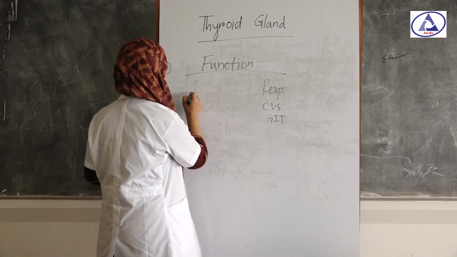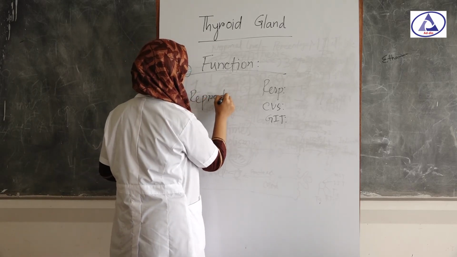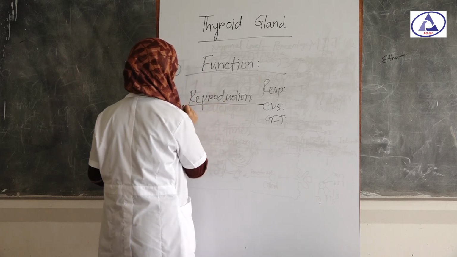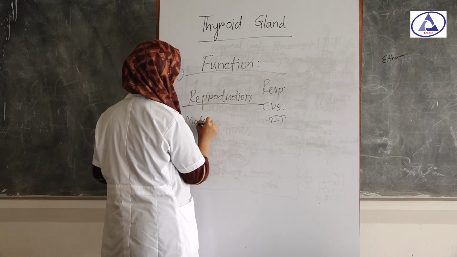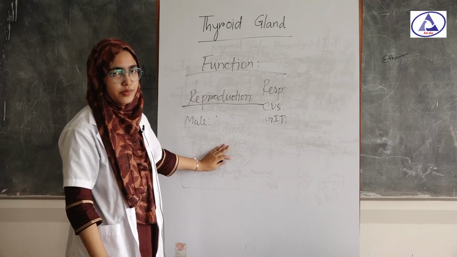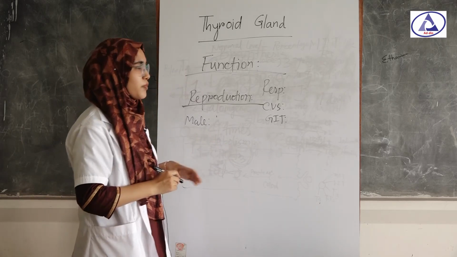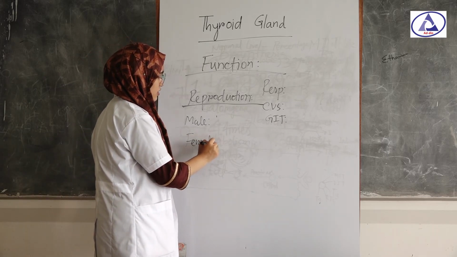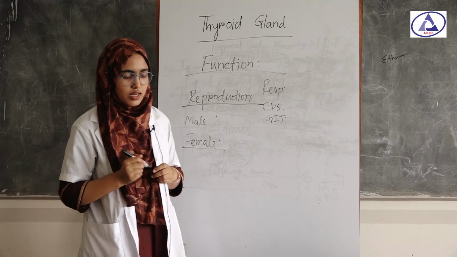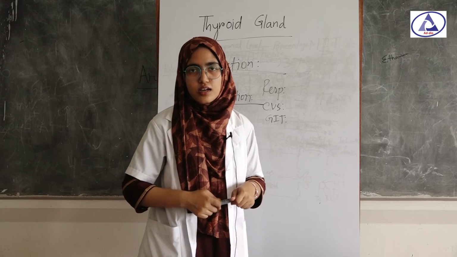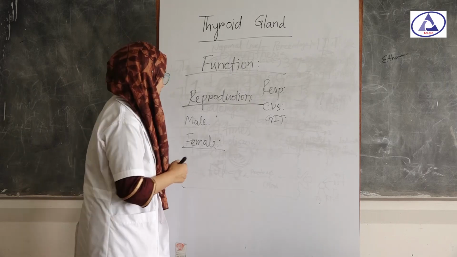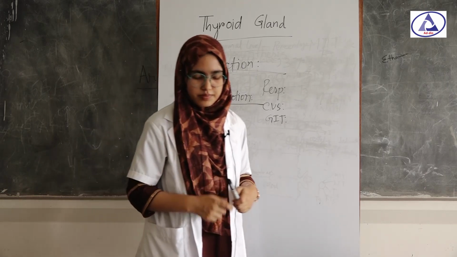And on reproduction, thyroid hormone is needed in pregnancy for normal maintenance of pregnancy. In males, lack of thyroid hormone causes loss of libido, and excess thyroid hormone may cause impotency. In females, lack of thyroid hormone may cause menorrhagia, polymenorrhea and irregular menstrual periods in some females, and excess thyroid hormone may cause oligomenorrhea. Then the regulation of thyroid hormone secretion.